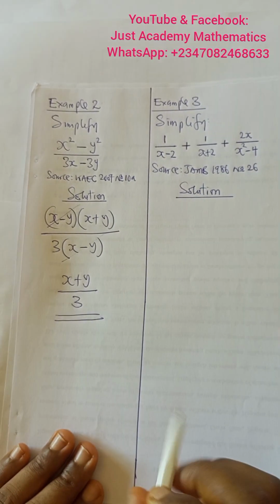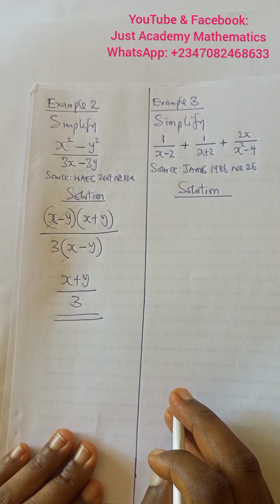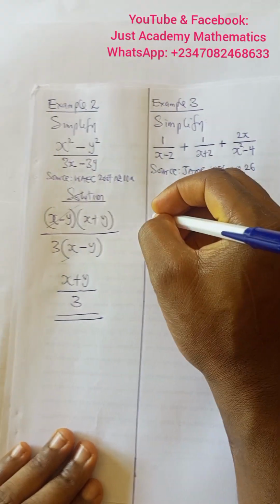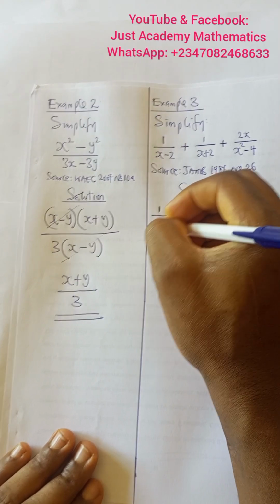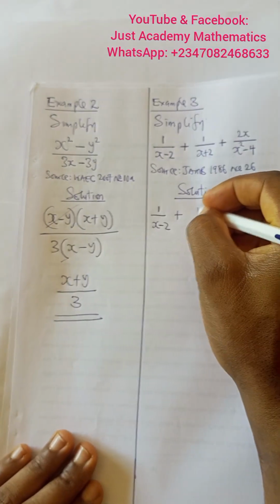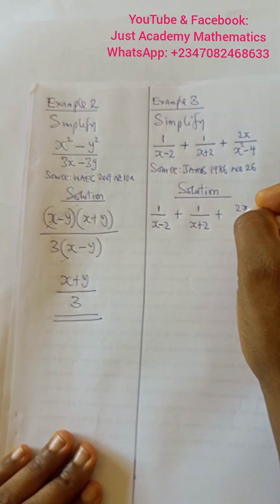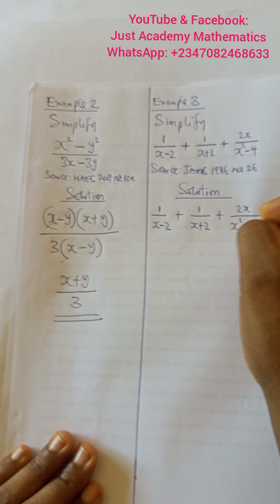Now let's see example 3. For example 3, look at this now. Let me write it out first. 1 over x minus 2 plus 1 over x plus 2 plus 2x over x squared minus 4.